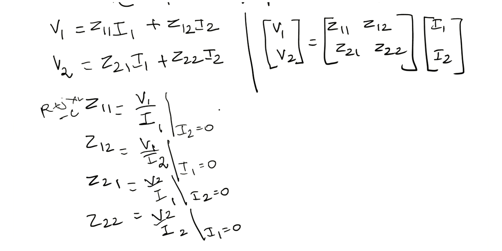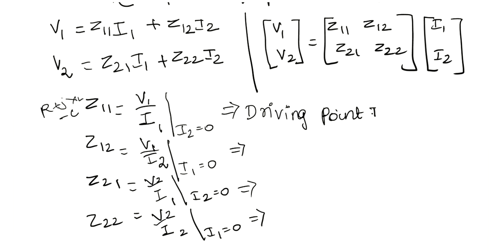So let us see the name of each and every matrix element. There will be a name for each one. The first one we call the driving point impedance. It is Z11, right? So that's why it is the driving point impedance at port 1.